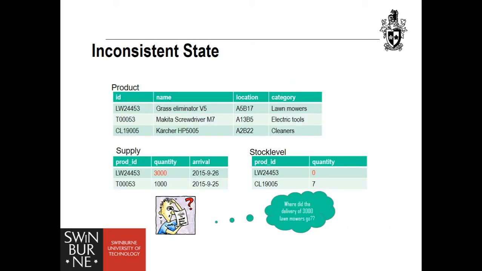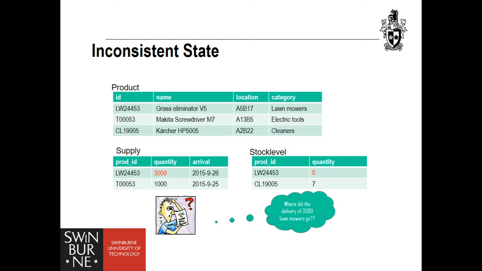Okay, this is another example I give you in a graphical way. Let's assume a company that sells tools and equipment has these three relations in their database: a product relation, a supply relation that stores the deliveries of the product, and one for the current stock level of each product. When products are delivered, a new delivery tuple has to be inserted into the supply relation. The delivery increases the stock level of the product. Therefore, the quantity attribute for the product has to be updated in the stock level relation.